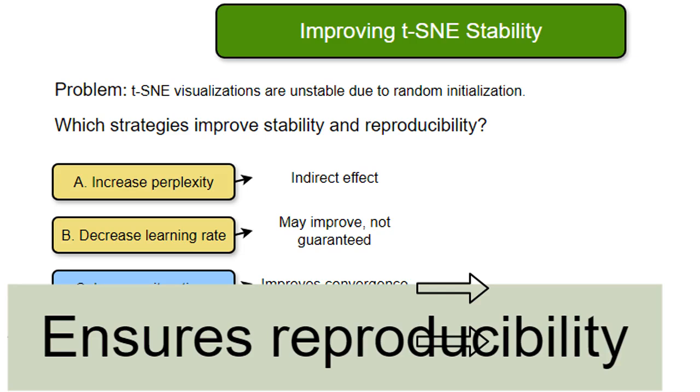Setting the random_state parameter is like giving TSNE a specific seed for its random number generator. It's the most direct way to get the same results every time you run the algorithm, provided you keep everything else unchanged. It's like making sure that you use the same set of instructions each time, getting the exact same output.